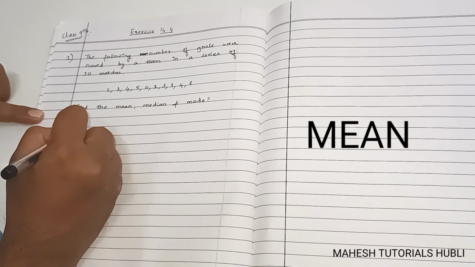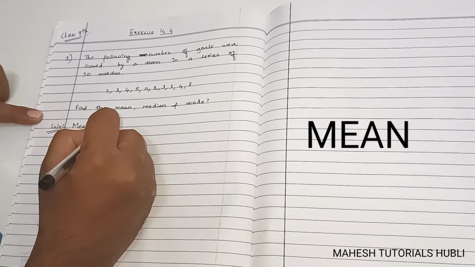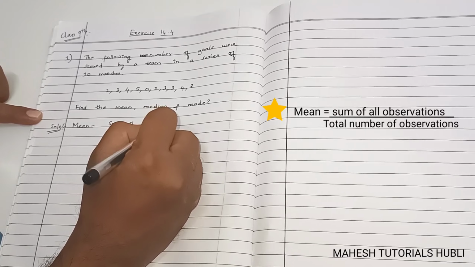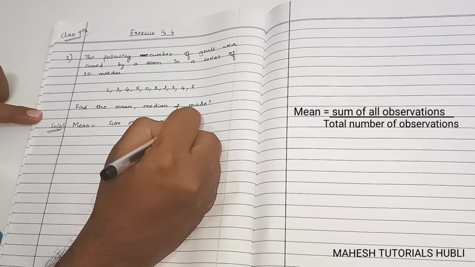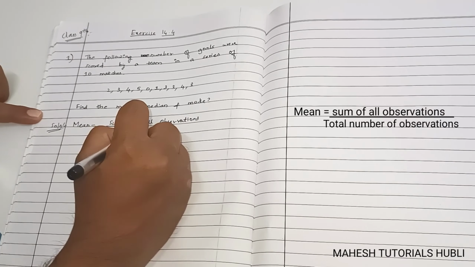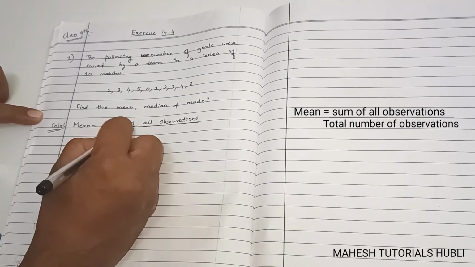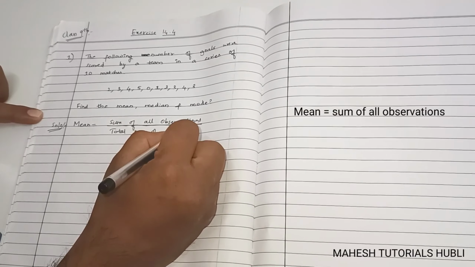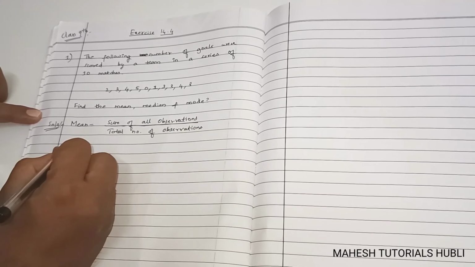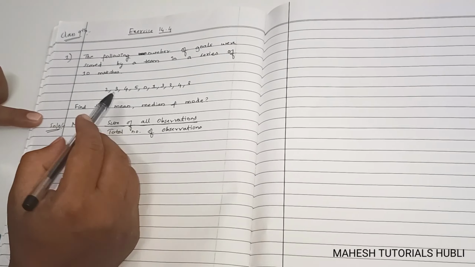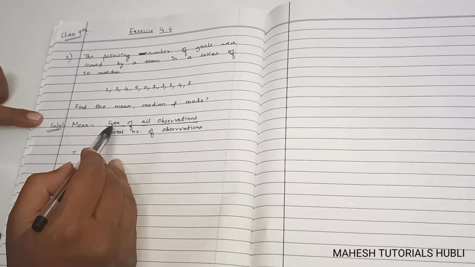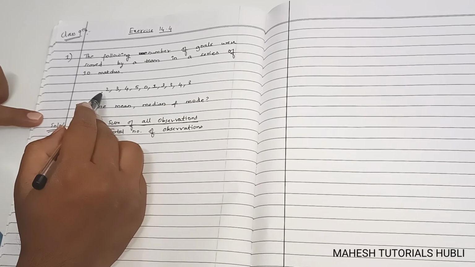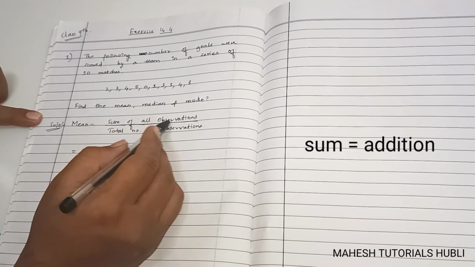First we will find mean. Mean is equal to sum of all observations divided by total number of observations. Every formula will have some marks, so it is mandatory to write this formula. Okay, so what does it mean? Mean is the sum of all observations. These are the observations, this is the data set that is given. So I should add this data set first.